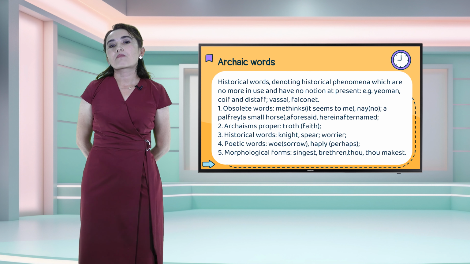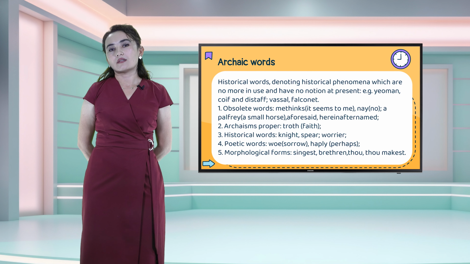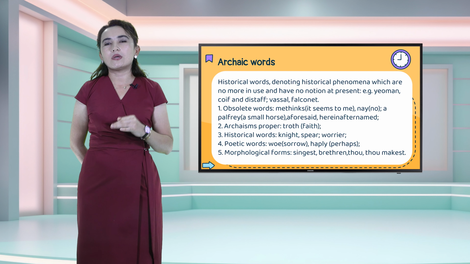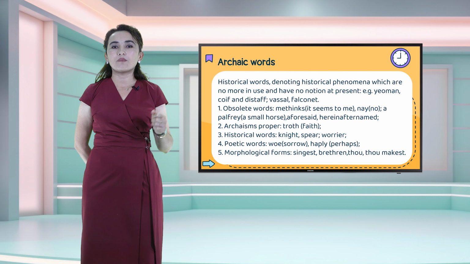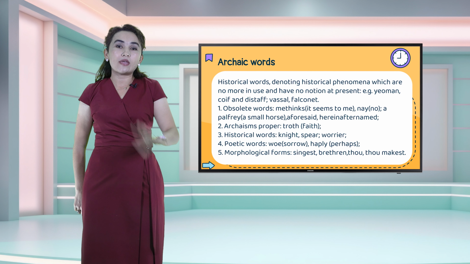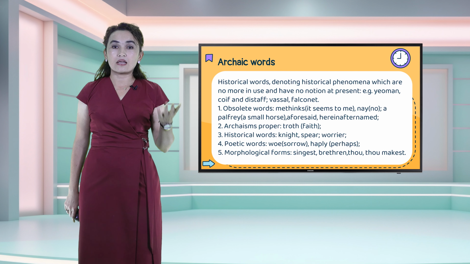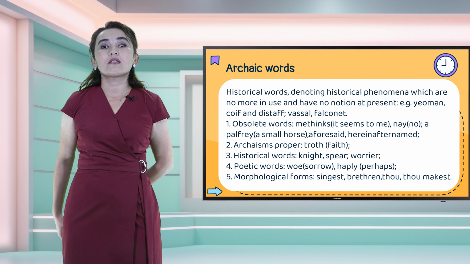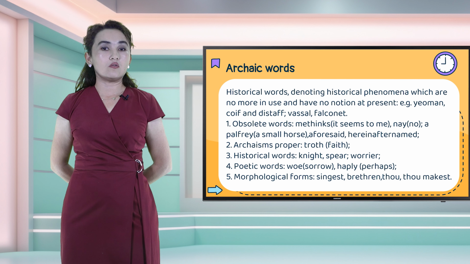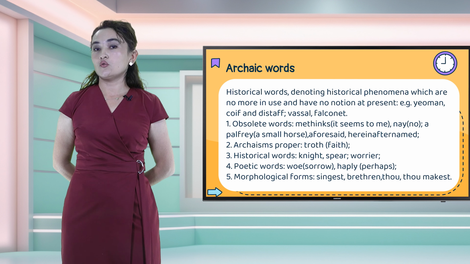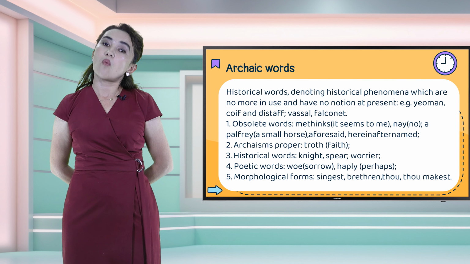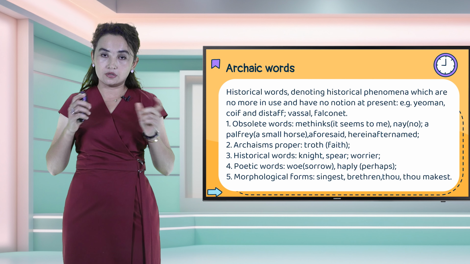And the second one is archaisms proper, for example, tross, face. The third subgroup is called historical words. For example, knight, spear, warrior. As in Uzbek, we also have shamshir, or qilich. Yes, these words, even in English, like knight, are also archaic words. They are not used nowadays. Even the object of a knight cannot be used nowadays, and that's why the notion of this word is not used anymore.